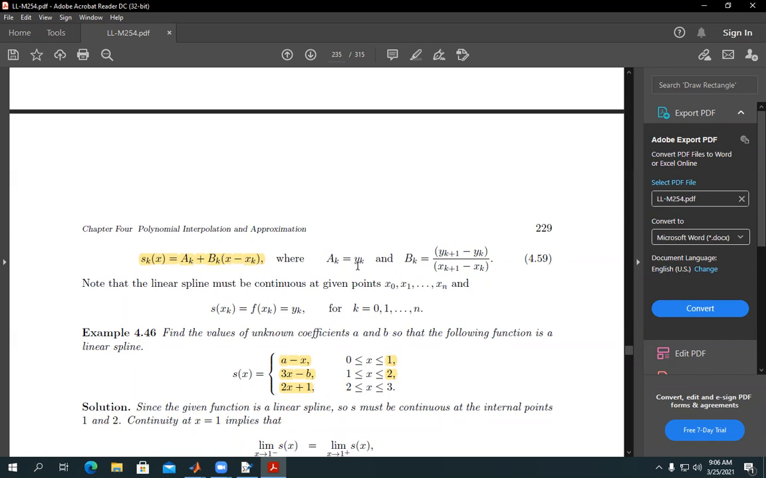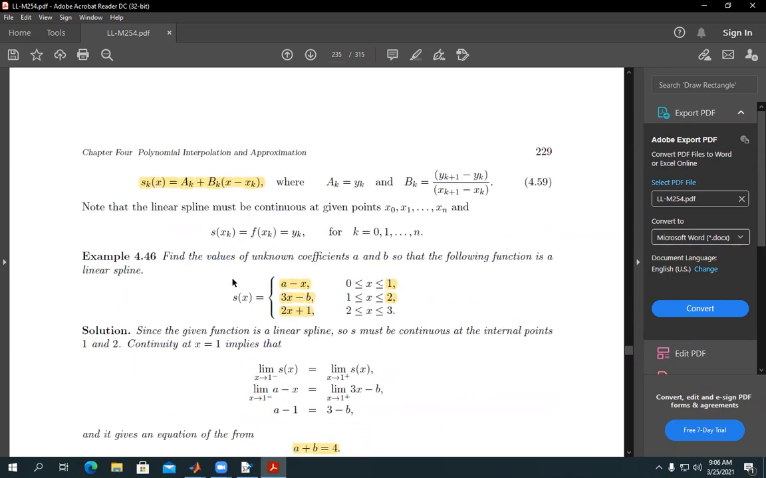Why a0 mean y0? Y0 mean f of x naught. And the same, what is b0? B0 mean f of x1 minus f of x naught, divided by x1 minus x naught. So exactly the same thing we can have here now for k equal to 1, 2. So we have this one.